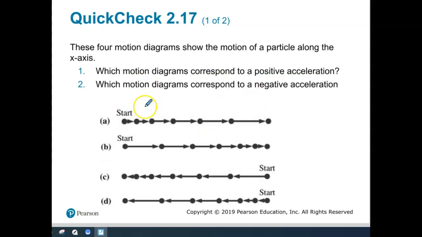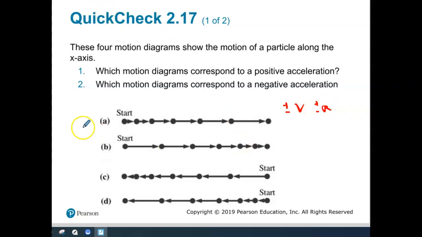We want to look at the 4 motion maps here, and we want to decide which motion maps correspond to a positive acceleration. So I'm going to let you answer that question now based on their motion. So you got to look at, is the velocity getting bigger or smaller? And does that mean there's agreement or disagreement? Remember, you want to look at the velocity vector and the direction, whether it's positive or negative, and the acceleration vector, and whether it's positive or negative.